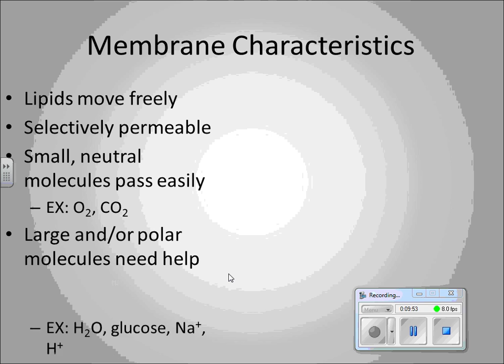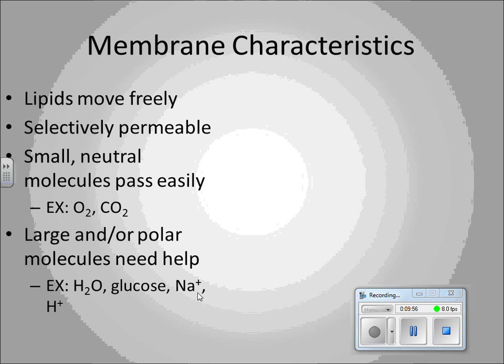Things like sugar, glucose, sodium, hydrogen, and water need some help, so they pass through special proteins like carrier proteins or aquaporins.